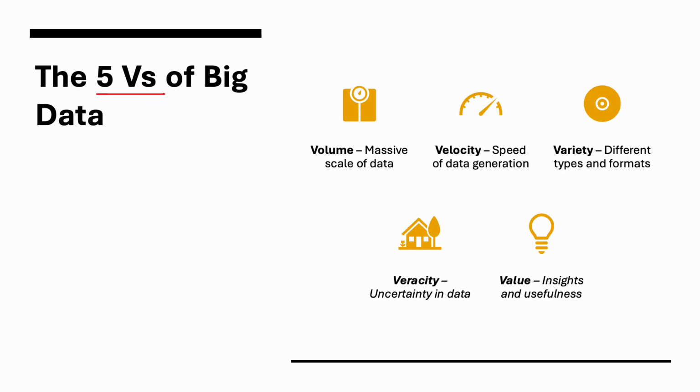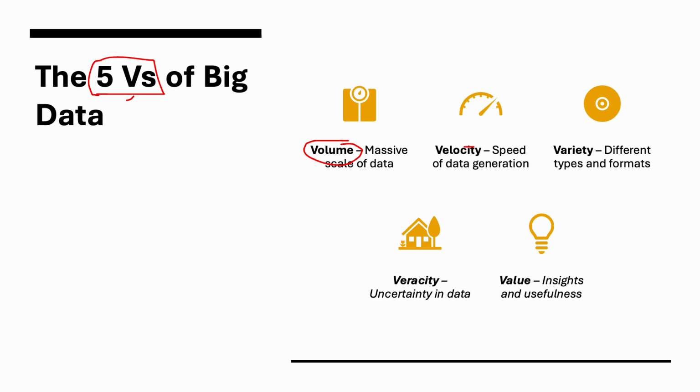Now let's talk about the 5 V's of big data. We use 5 words, all starting with V, to describe big data. First, volume. Volume means the amount of data. It can be huge, like billions of messages, or billions of records, or billions of videos.